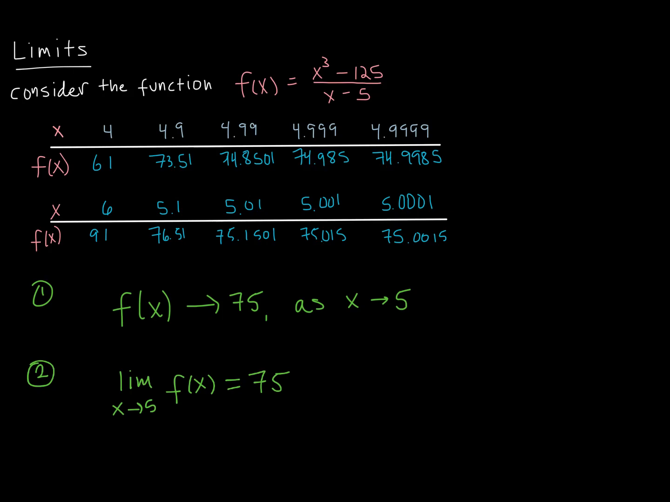Now, I could also write the actual expression for f of x. So you could also say the limit as x approaches 5 of (x cubed minus 125) over (x minus 5) is equal to 75.